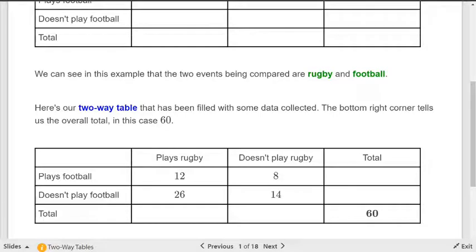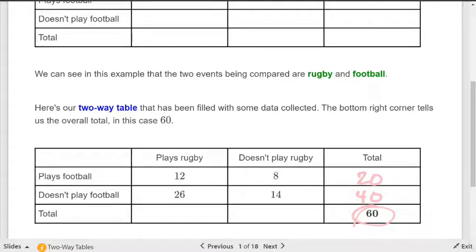So some of the data has been filled in, including the overall total, right? Down there at the bottom, the overall total is 60. And we can get the others because we know all the parts. All we have to do is get the totals by doing what? Adding them. So let's just go across first. 12 plus 8 is going to give me 20, right? And either you can add those two and get your 40, or 60 minus 20 gives you 40. Either way you want to do it, right?